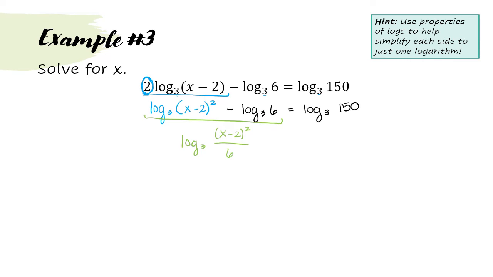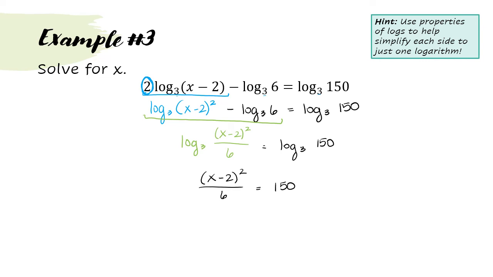Now, of course, the other side, let's use black there, is still just log base 3 of 150. Again, hasn't changed. Okay, well, now we're taking the same log base of each side. When that's the case, we get to essentially eliminate those logs. We get to say, all right, this means that (x minus 2) squared over 6 is equal to 150. Now this is something that we can solve.